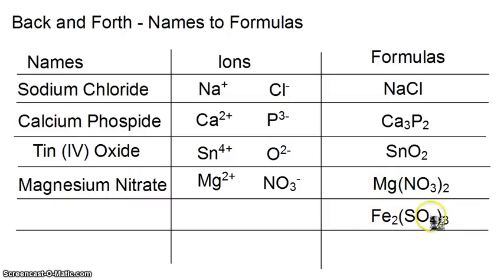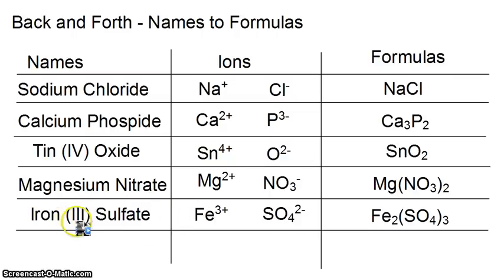Looking at Fe2(SO4)3, my ion sheet would tell me that SO4 is 2 minus. 2 minus times 3 gives me a total of 6 minuses here. So I need to have a total of 6 pluses, which means the iron is 3 plus. And then the iron 3 plus would be called iron Roman numeral 3. And then SO4 2 minus is called sulfate.